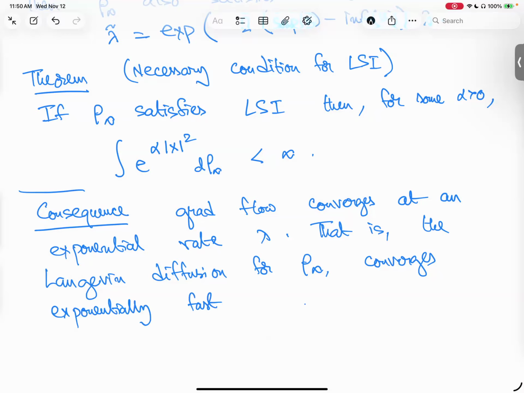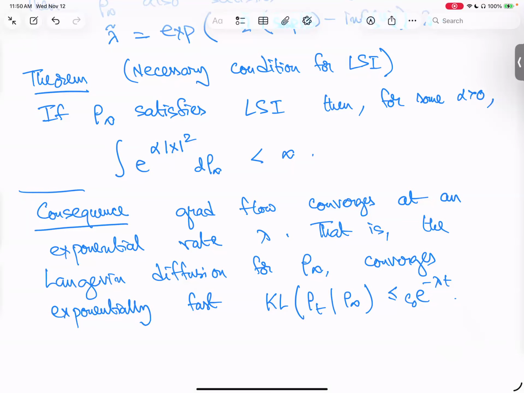In the sense that the Kullback-Leibler of rho t to rho infinity is bounded by e to the power minus lambda times t, times a constant c0. Good. So that gives me a rate of convergence when measured in Kullback-Leibler.